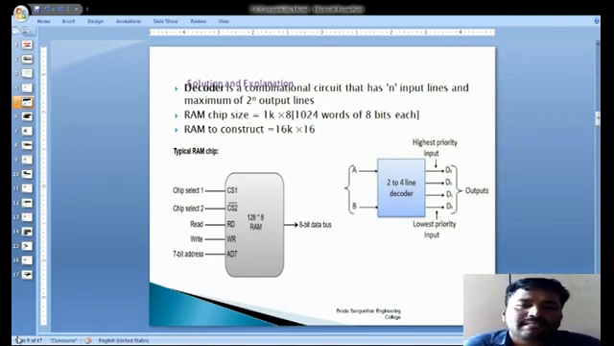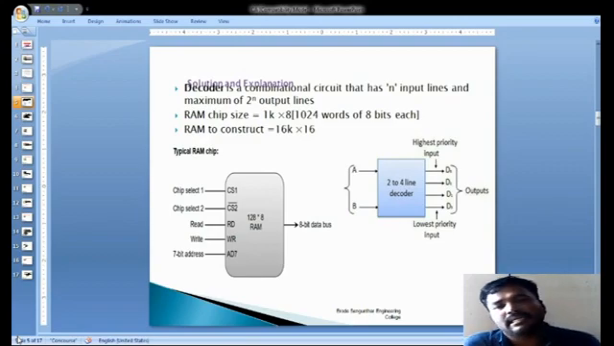So the RAM to construct is 16 by 16. A typical RAM will have chip select 1 and chip select 2 pins, read and write signal pins, and addresses starting from AD0 to AD7, so totally 0 to 7, 8 bits. And the output will be an 8-bit data bus.